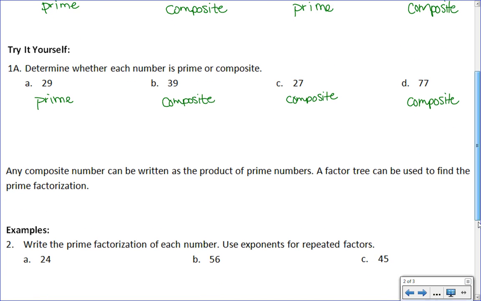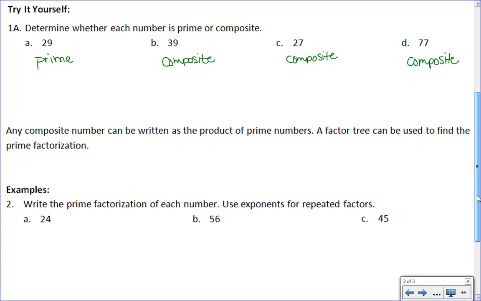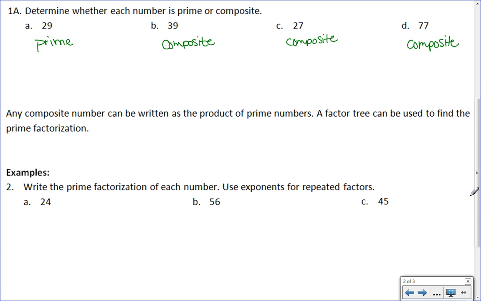Okay, any composite number can be written as the product of prime numbers. A factor tree can be used to find the prime factorization. So we're going to refresh your memory on how to create factor trees. So if I want to write the prime factorization of each number, use exponents for repeated factors, I'm going to use a factor tree to find the prime factorization.